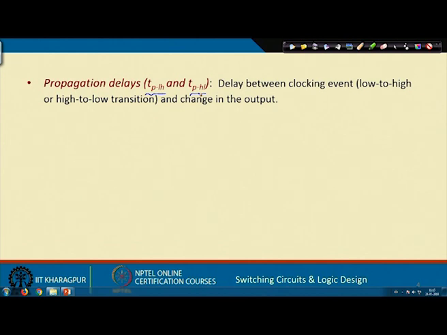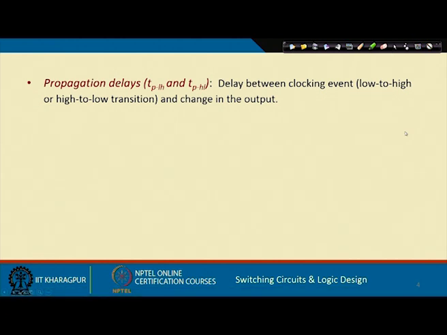So, the propagation delay we can define in two ways, propagation delay low to high transition and propagation delay high to low transition. After the clock has appeared, the output signal was low and becomes high, or it was high and becomes low. So, what is the total delay? Suppose the clock came here, this is the clock. With respect to the clock, what is the delay after which the output starts changing? That is denoted as T propagation delay, low to high or high to low, as the case may be, right.